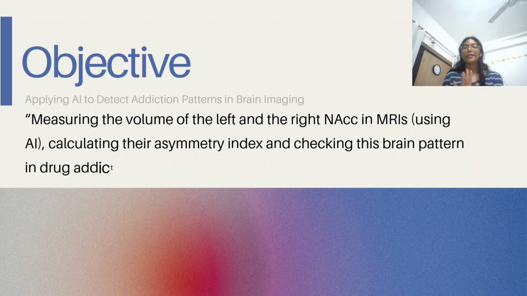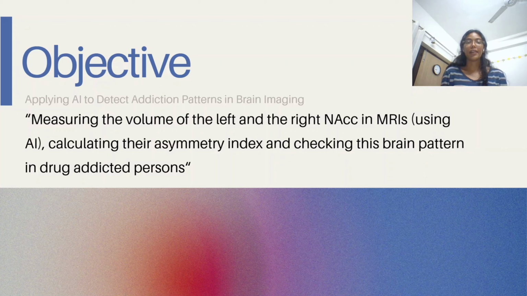So, after learning the basic terminologies, we can now easily define our objective. It is simply measuring the volume of the left and the right NACCs in MRIs using AI, calculating their asymmetric index, and checking this brain pattern in drug addicted person.